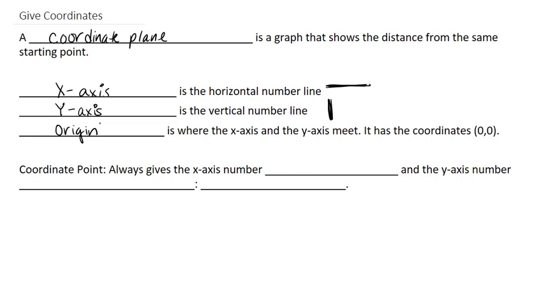Now, a coordinate point always gives the x-axis number first, and then the y-axis is always second, which can be represented like this: (x, y), within brackets, and you have a comma between the x and the y. So let's look at an example.